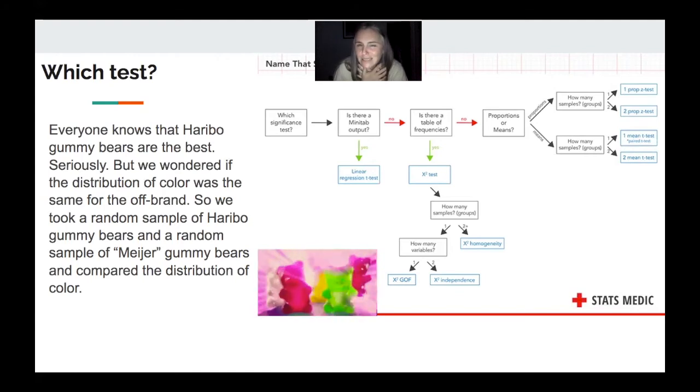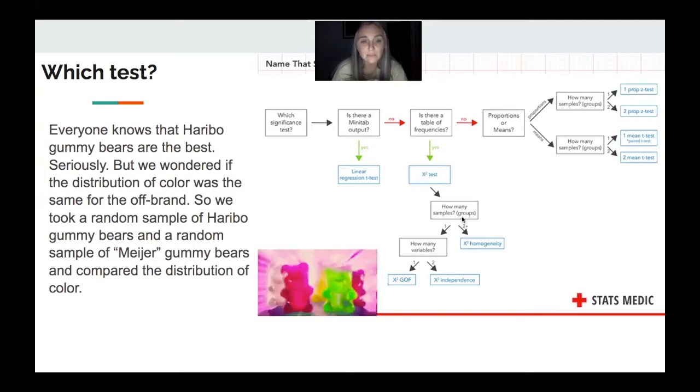What kind of test is it? Think about it. So did we have a Minitab output? Nah. Is there a table of frequencies? Well, now you have to think about the data you would collect. I would collect gummy bear colors for 2 brands. So would I have a table of frequencies? Yeah, I would. All right, so I'm going to use a chi-square test.